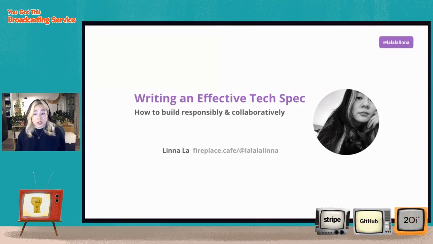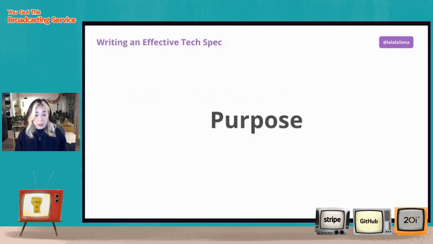I also want to preface that a lot of what I will be talking about are mostly suggestions, and it varies across different orgs. It's based off of my experience, and they've kind of been everywhere as well. So take what resonates with you and leave what doesn't. Figure out what works best for your team. So with that, there's a lot to go over. So let's get started and talk about the purpose of a tech spec and what it actually is.